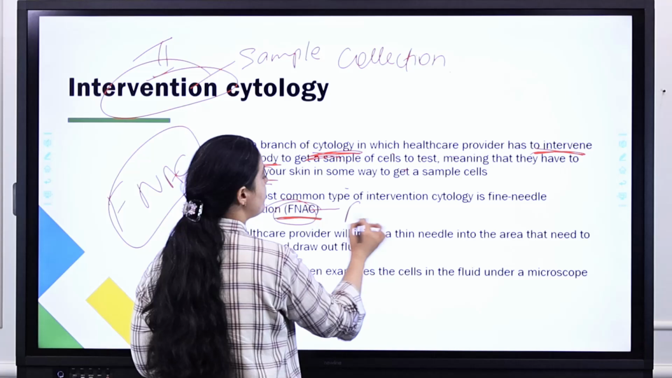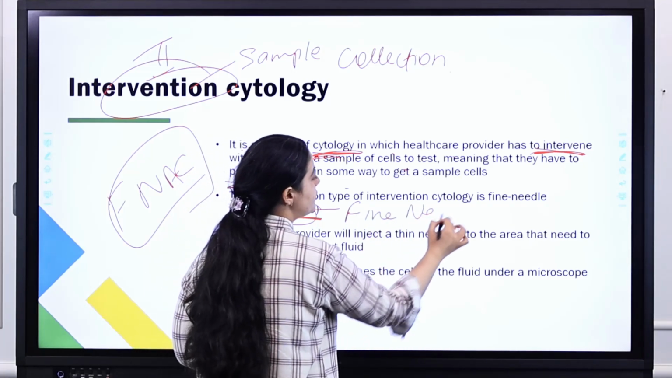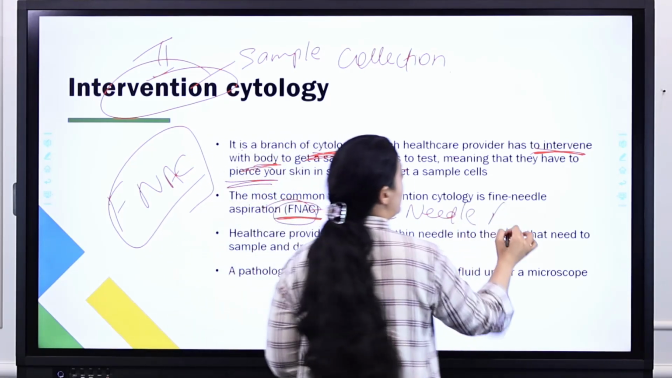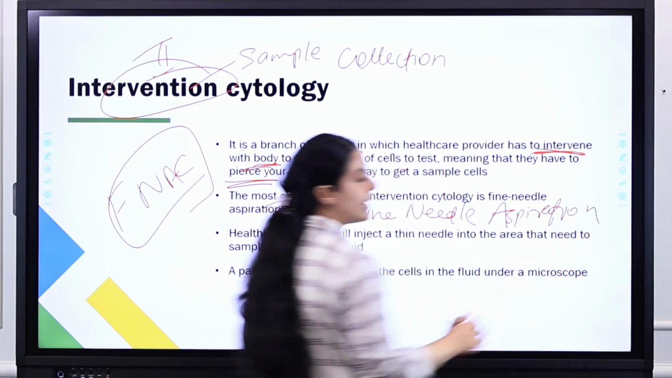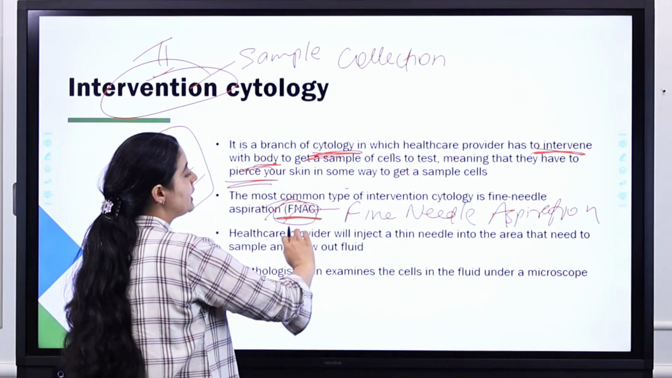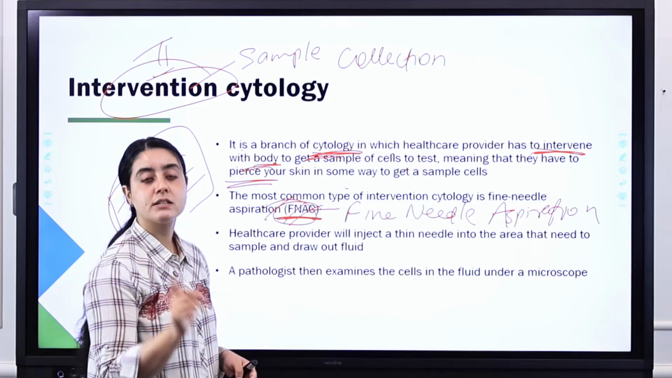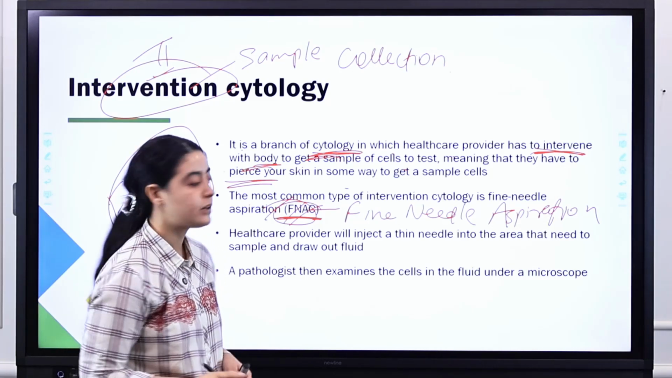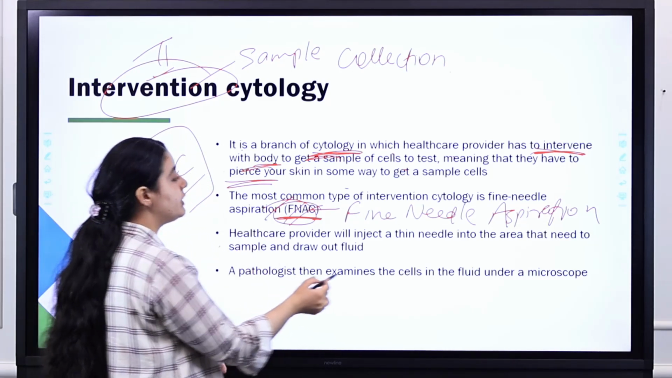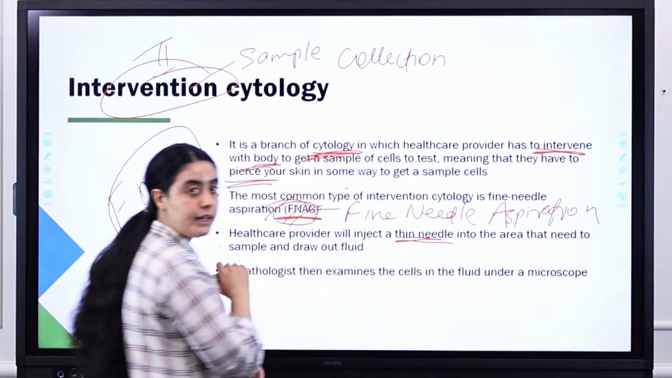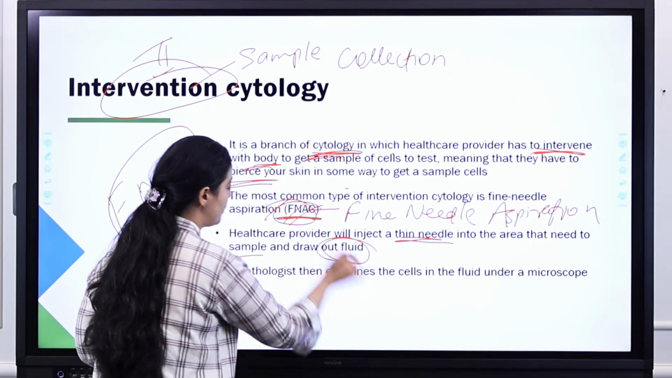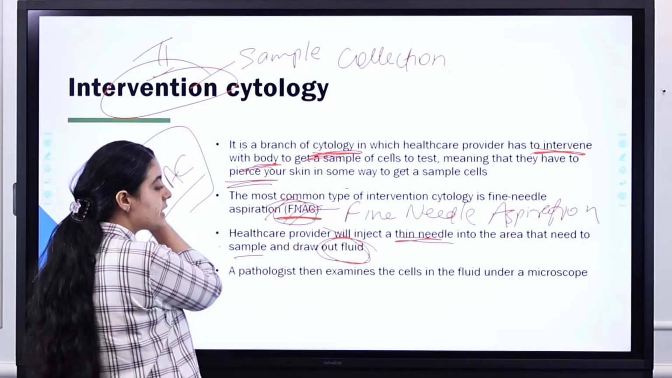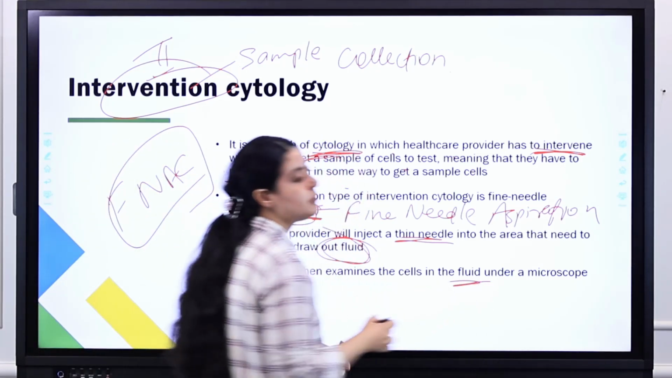What is FNAC? FNAC is fine needle aspiration cytology. It is the most common type of intervention cytology. The healthcare provider will inject a thin needle into the area that needs to be sampled and draw out the fluid. A pathologist then examines the cells in the fluid under the microscope.